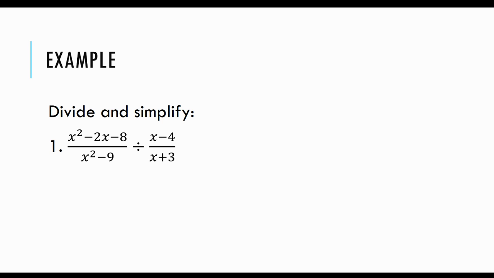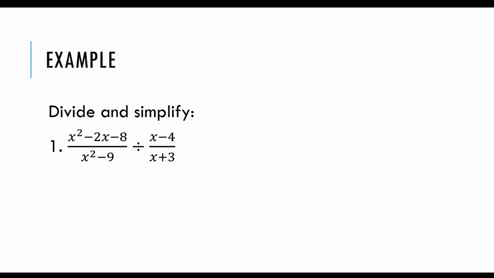So let's take a look at this example. We're going to divide and simplify. So we've got x squared minus 2x minus 8 all over x squared minus 9. That's going to be divided by x minus 4 all over x plus 3.